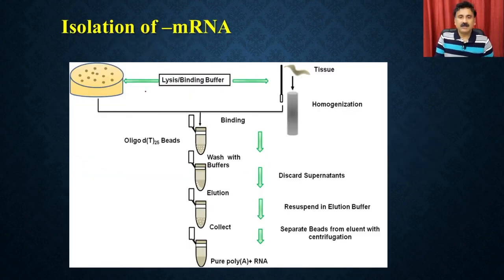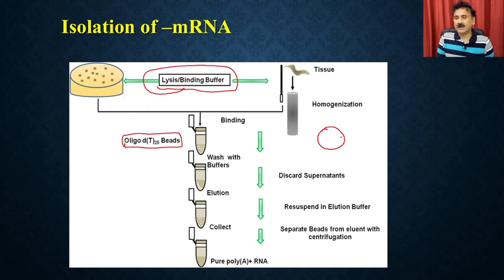How are you going to isolate it? The first step is that you are going to lyse the cells. We have already discussed this step when we were discussing the DNA. You are going to homogenize if it is a tissue or hard material. Then you are going to use a column which has poly T beads. Poly T beads are beads which have a strand, and on this strand you have the T nucleotides.